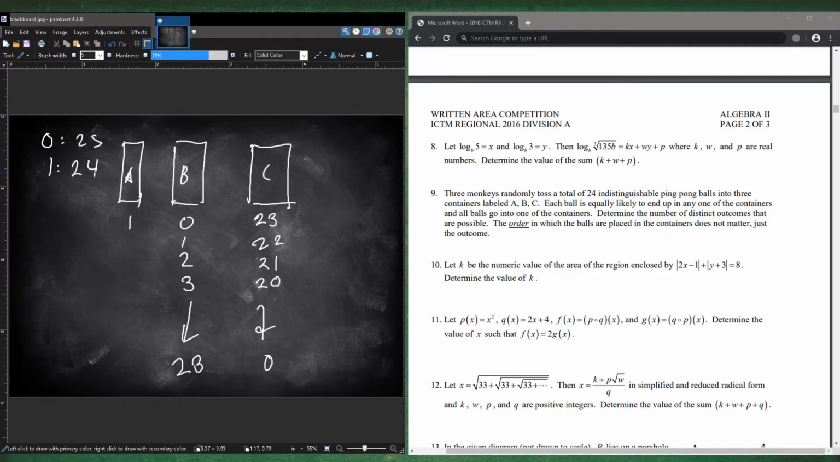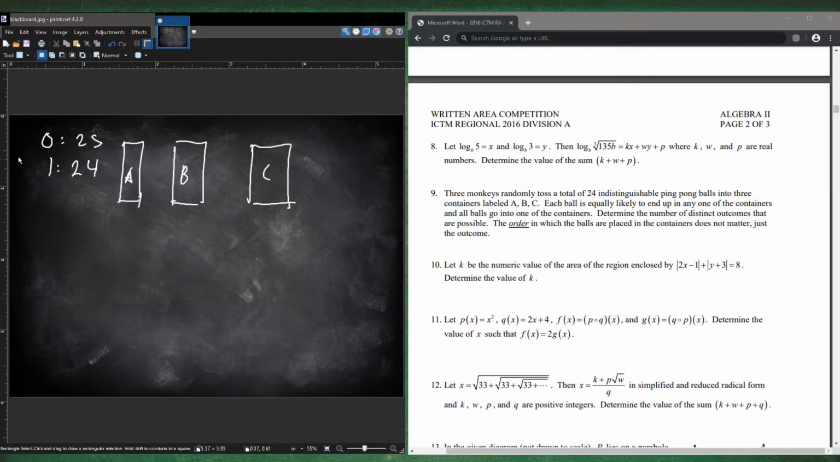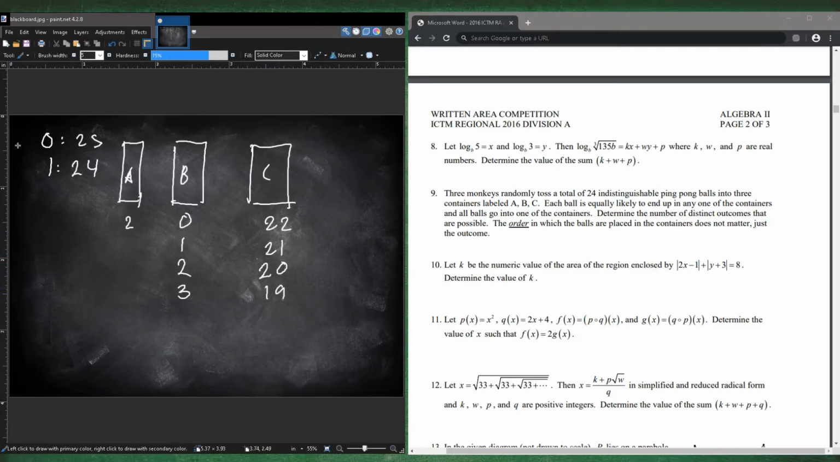Okay, so we're seeing a pattern here, kind of. So now if you keep 2 balls in A, then if you have 0 here, that means there's 22 here. If there's 1 here, there's 21 here. If there's 2 here, there's 20 here. And if there's 3 here, there's 19 here, right? So it's basically just the same thing over and over. But we're trying to find out how many combinations there are in B and C when A has 0 balls, 1 ball, 2 balls, 3 balls, 4 balls, 5, 6, 7, 8, 9, right? All the way up to 24.